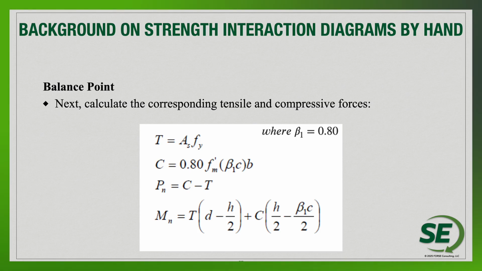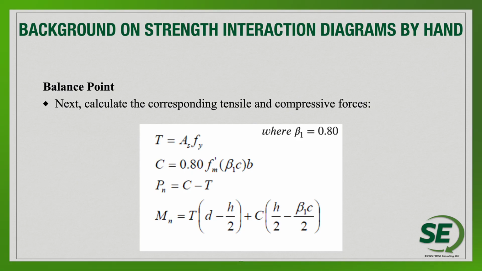The compressive forces are going to be based on the concrete masonry, so the 0.8 times F'm times beta 1 times C, the depth of the concrete masonry, times B, the width of the concrete masonry block. And we know that the net axial allowable would be C minus T, any compression minus any tension. And then we can also see at the bottom there the overall moment capacity equation.